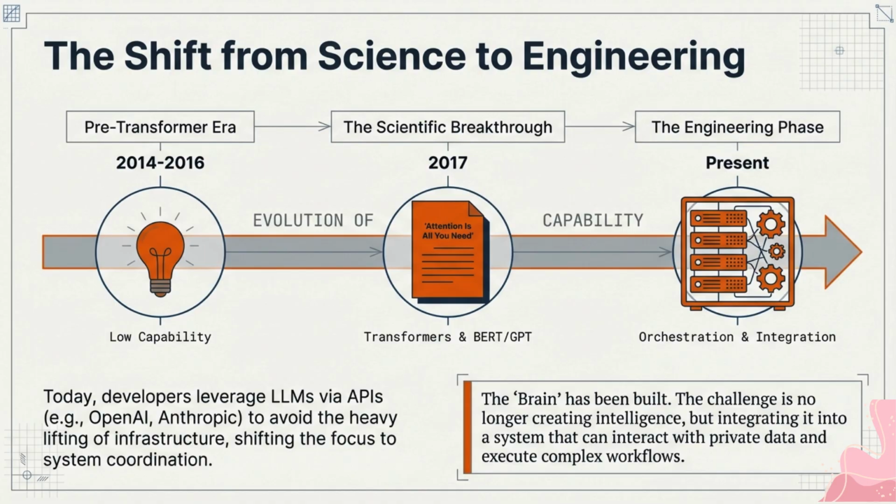But here's the thing, having a smart model is different from being able to use it with your own data. You've got this brilliant AI, but it only knows what it was trained on. It doesn't know your company's documents, your private information. So now we are in the engineering phase. The brain exists. The challenge is integration. How do you connect it to private data? How do you make it work with real workflows? That's what orchestration is about.